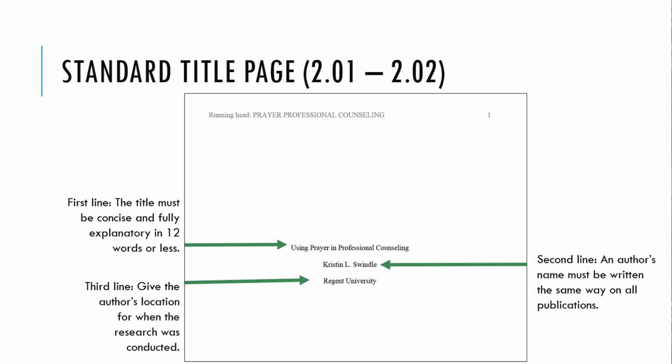Every APA paper has a title page. The first line will have the title, which should be concise and fully explanatory in 12 words or less. The second line is the author's name, which must be written the same way on all publications. The third line is the author's location where the research was conducted. As a student, this should be your school's name. In this case, Regent University.